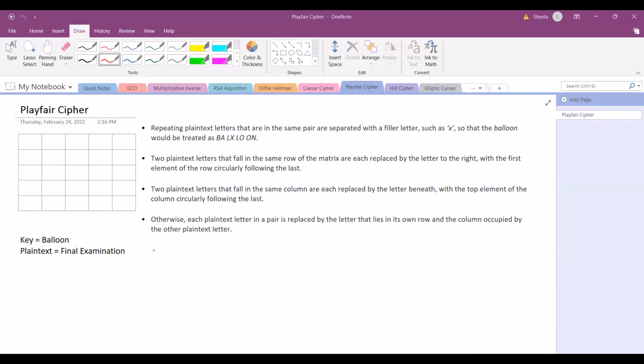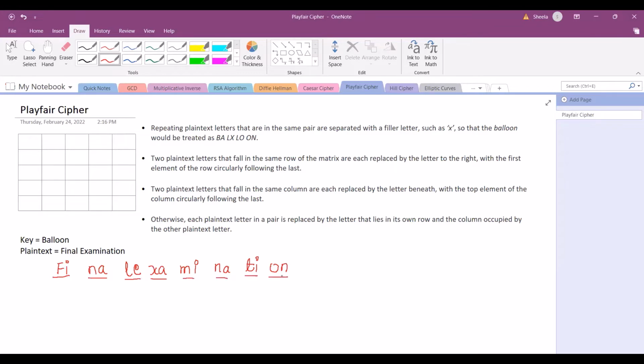For example, the given plain text is final examination. Here I'm going to group two characters. The first digram is FI, the second digram is NA, the third digram is L and E of the second word, the fourth digram is XA, the fifth one is MI, and then NATION. So like this, we have to divide the message into digrams, meaning group two letters.